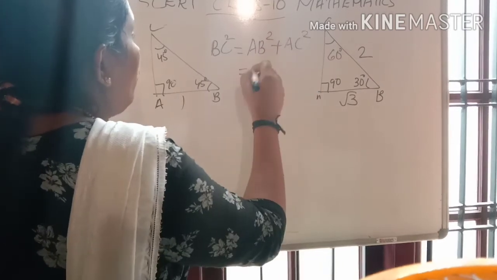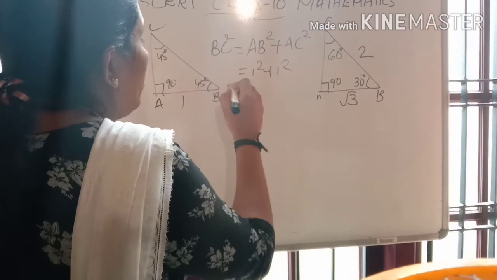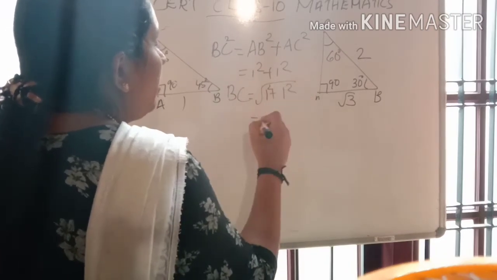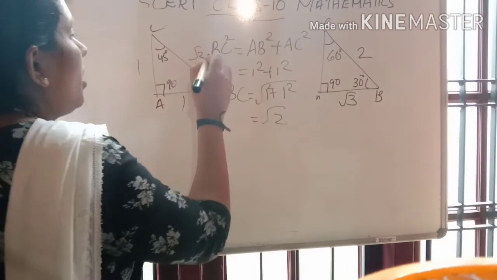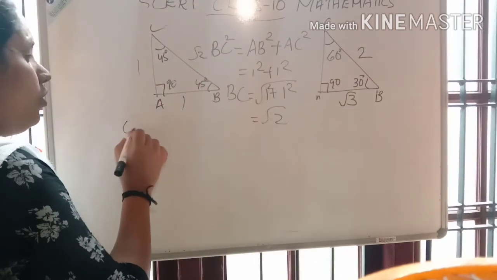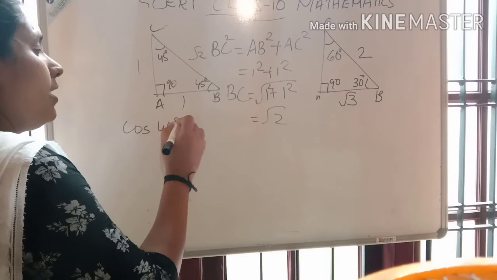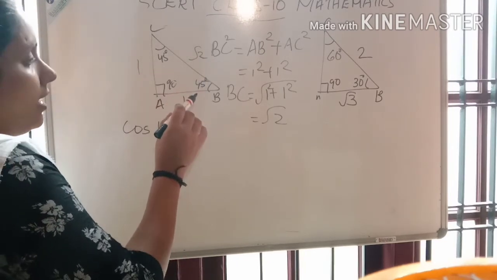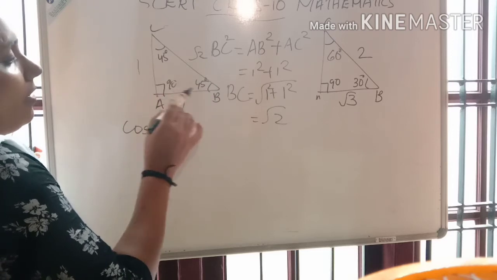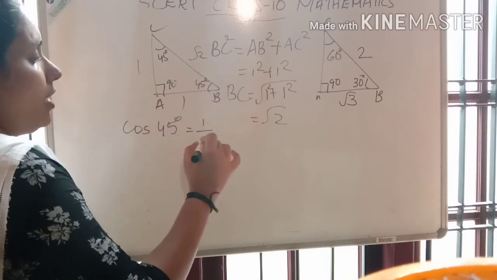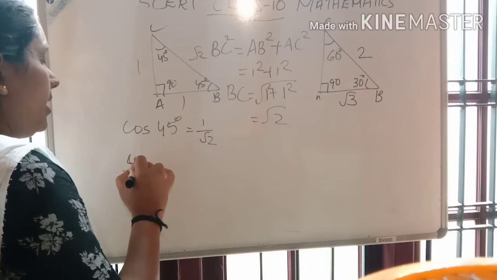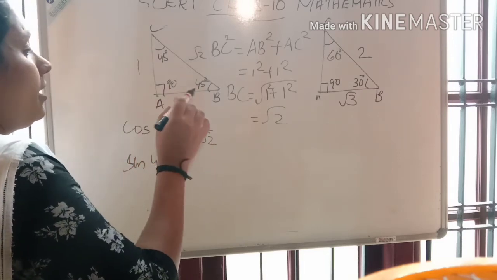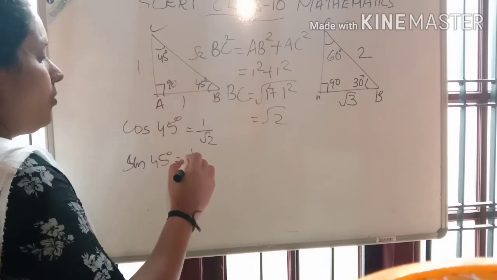Cos 45 degree will be adjacent side by hypotenuse, considering this angle, that is 1 by root 2. Sin 45 is opposite side by hypotenuse, 1 by root 2. Tan 45 degree is equal to sin 45 divided by cos 45, or opposite by adjacent, that is 1 by 1, equal to 1. Okay.